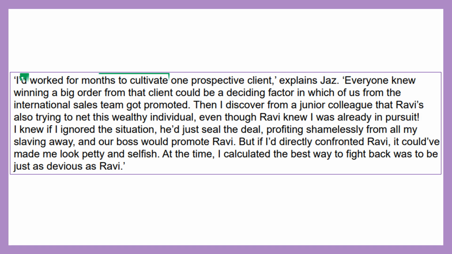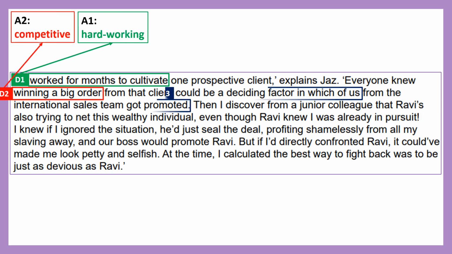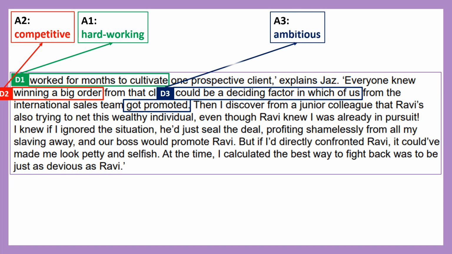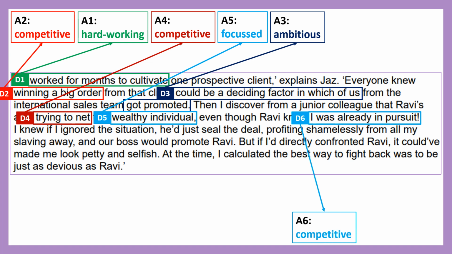Detail 1 shows that the writer is hardworking. Detail 2 states that he is competitive. Detail 3 shows that he is ambitious. Detail 4 provides further evidence that he is competitive. Detail 5 indicates that he is focused. Detail 6 again demonstrates that he is competitive.